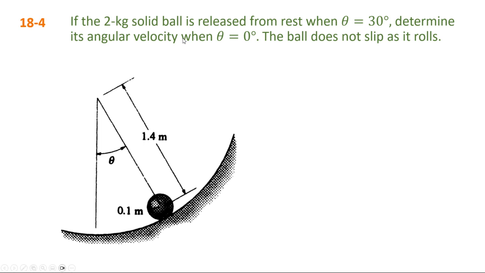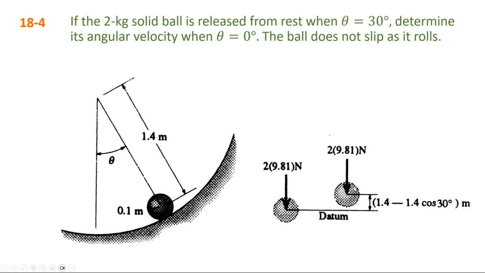a solid ball of 2 kilogram mass. It's released from rest when theta was 30 degrees. It was at rest, that means omega was 0. We need to find what the angular velocity will be when theta is equal to 0, so it's going to reach the bottom of the curve. The ball does not slip as it rolls. So those will be the two states.